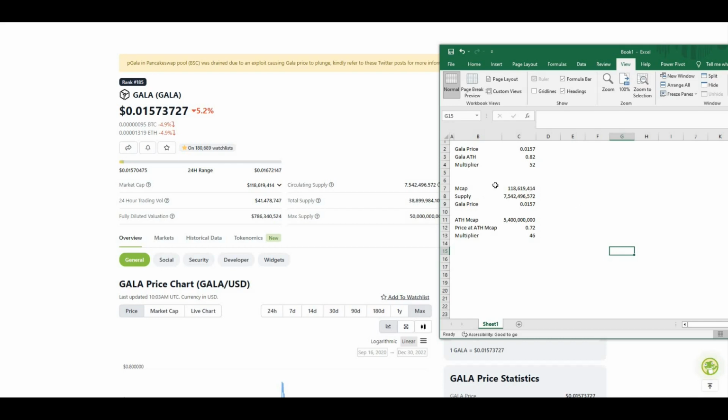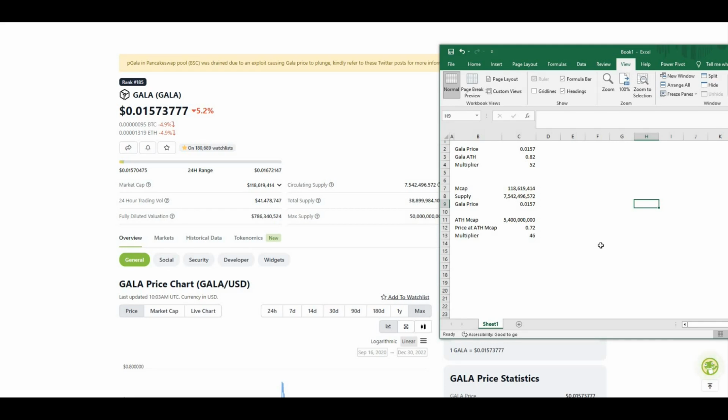So I've also done some other quick calculations. Current market cap is 118 million. Supply is 7 billion. Gala price today is the same as above. The all-time high market cap that we saw for Gala was roughly 5.4 billion. So, assuming no further tokens were released into the ecosystem, the price at that all-time high market cap, based on the current circulating supply, would be 72 cents, which is a 46x from current prices.